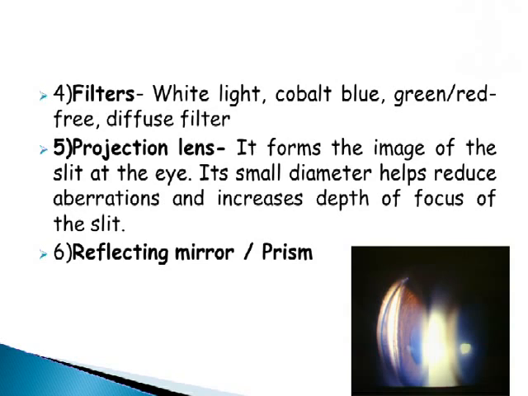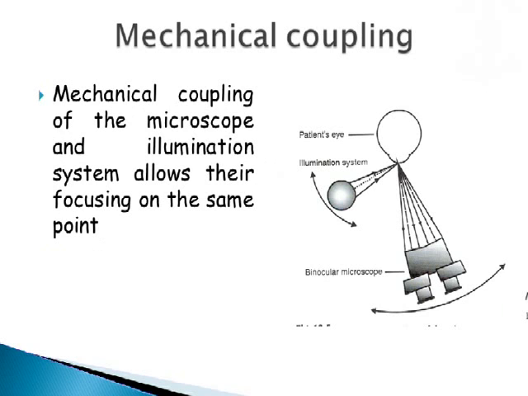There are filters: a white filter, cobalt, green, red-free, and diffuse filters for various different types of examinations. There is a projection lens, which forms the image of the slit at the eye. Its small diameter helps reduce aberrations and increases the depth of focus of the slit lamp. And finally, some slit lamps, not all of them, have reflecting mirrors and prisms. The very important part of the mechanical system, and how the quality of various slit lamps differs, is how well the mechanical system is coupled. The mechanical coupling of the microscope and the illumination system has to be good, because that allows focusing at the same point for the illumination and the examination system.